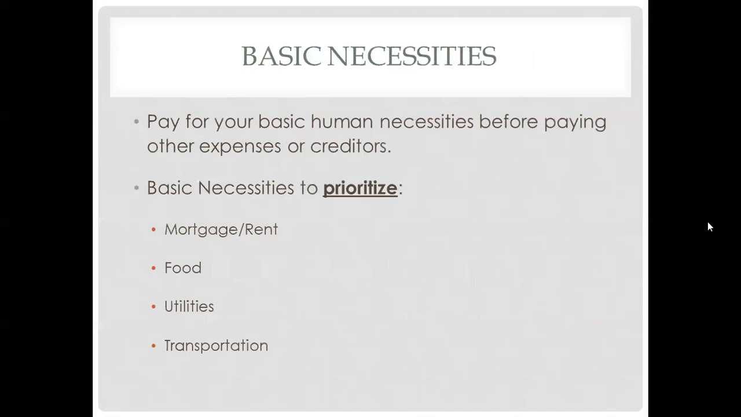When considering what is a want versus a necessity, or want versus a need, think of basic necessities. In this case, a necessity is something that you need in order to live. You need a place to live, so that's going to be your rent and your mortgage. You need food to eat. You need to have electric, water, so it's going to be your utilities, and transportation to a job. These are priorities. You want to make sure that these are the first bills that you pay when you're paying your bills each month.